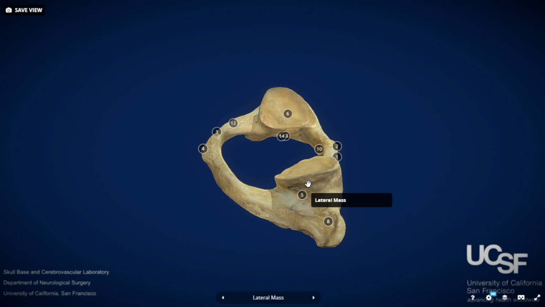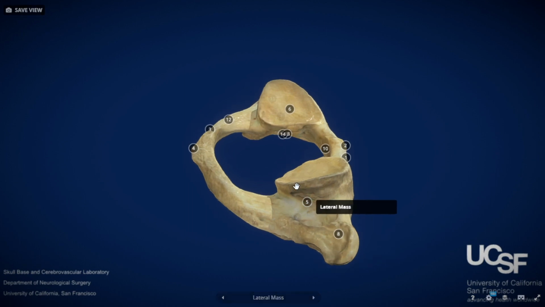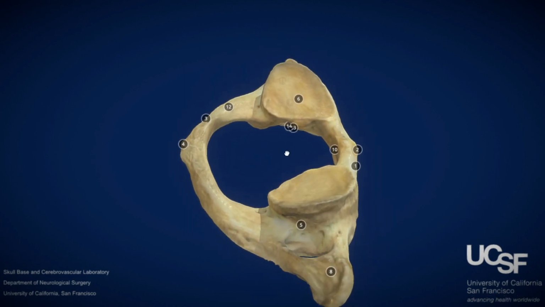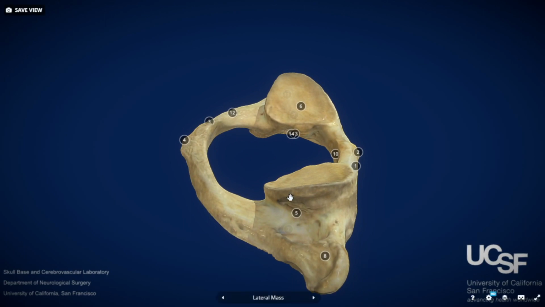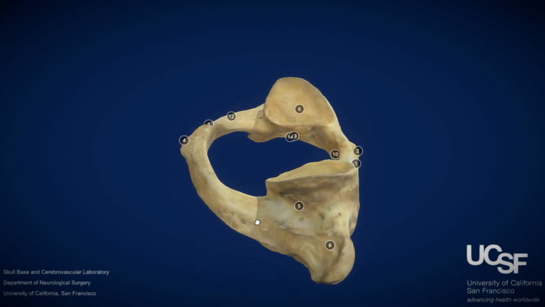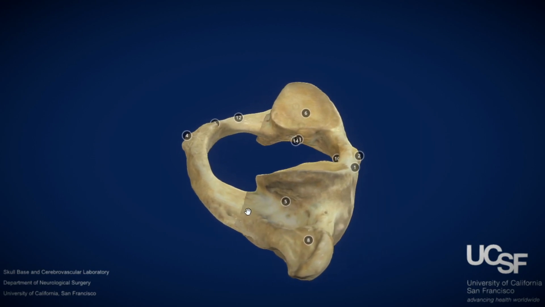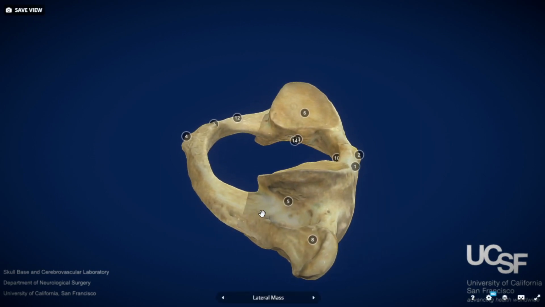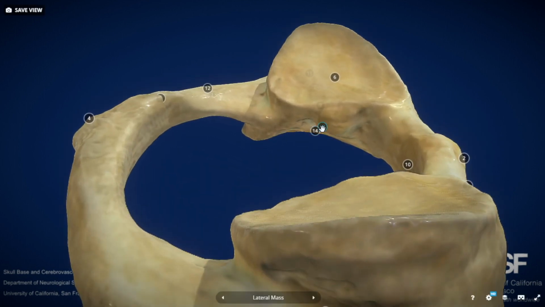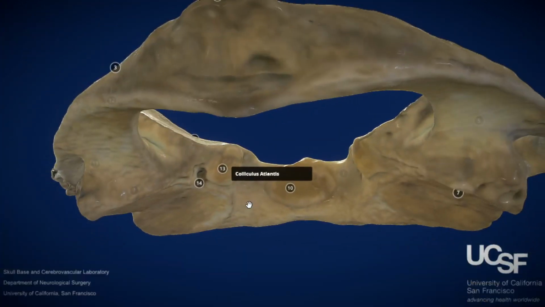The lateral masses can be found between the anterior and posterior arches, and these are also the weakest points of the vertebra, and it's a common place for fracture called Jefferson's fracture. Medial to this structure, we have the colliculus atlantis that serves as an attachment for the transverse ligament.